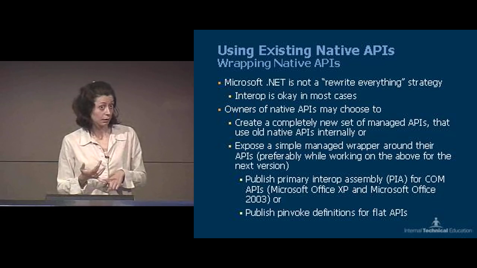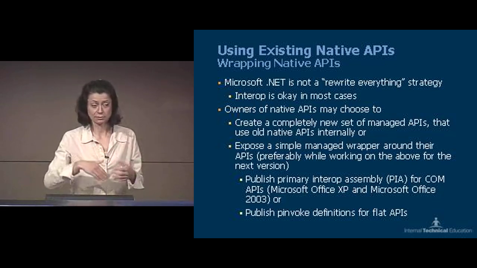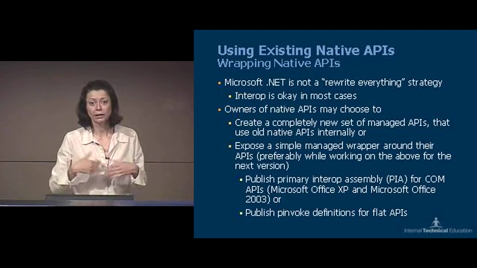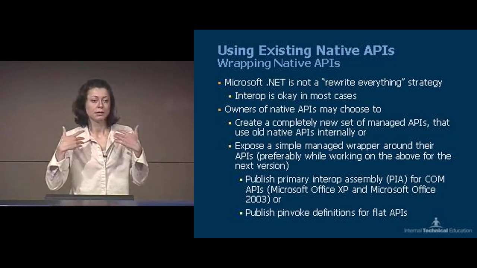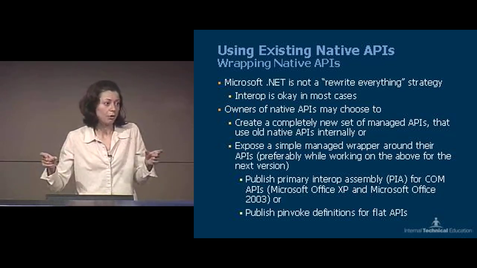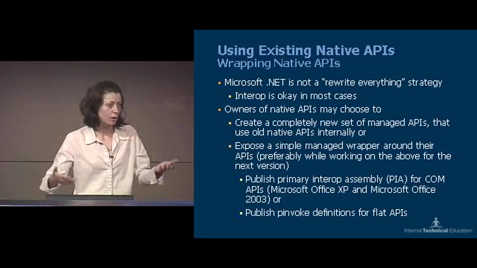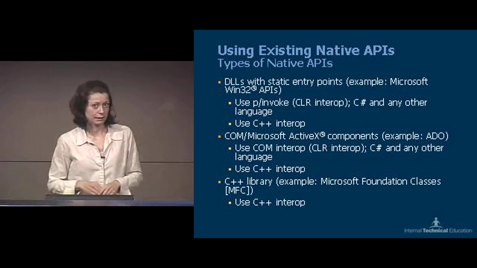And also, if your native APIs are not COM APIs, but flat APIs, just static exports from a library, you can expose definitions for these APIs called P/Invokes, so people can use those. But again, ideally, you would just go and write a new wrapper around your native API.